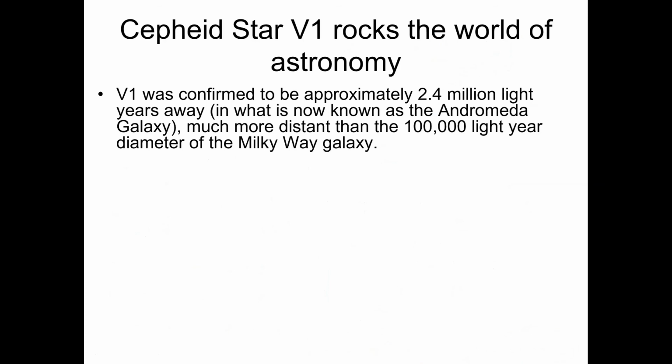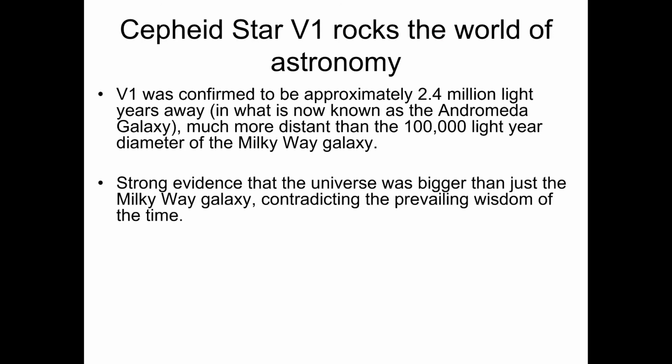Because this confirmed that that star was about 2.4 million light years away in what we now know as the Andromeda Galaxy, which is much, much more distant than the 100,000 light year diameter of the Milky Way galaxy, which we've talked about before. And this is important because the prevailing wisdom of a lot of leading astronomers at the time was that the Milky Way galaxy was the only galaxy, the extent of our universe. And so when this measurement was discovered, it presented really strong evidence that the universe was much, much bigger than the Milky Way galaxy. And again, this was much against the prevailing wisdom at the time.